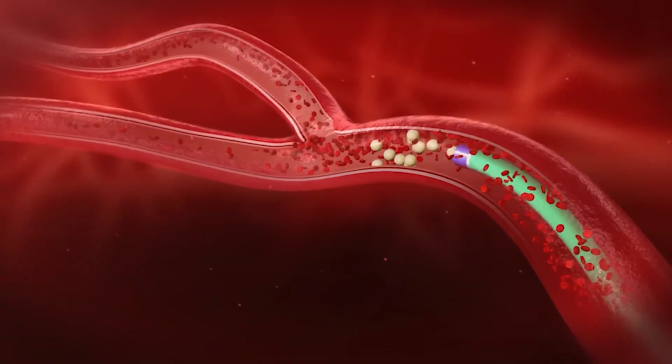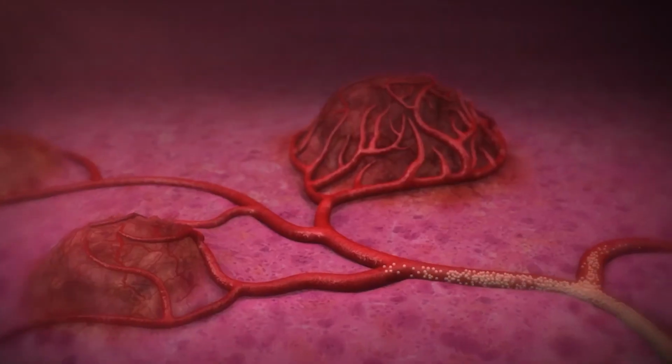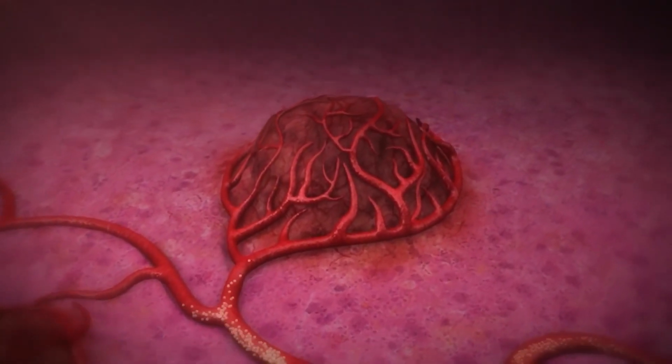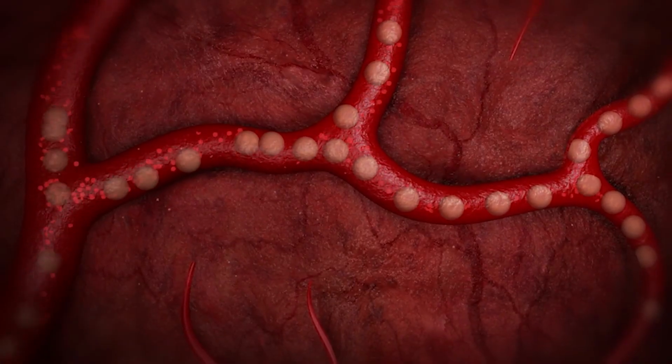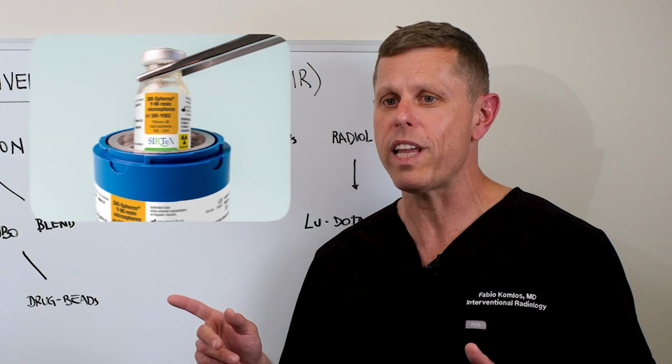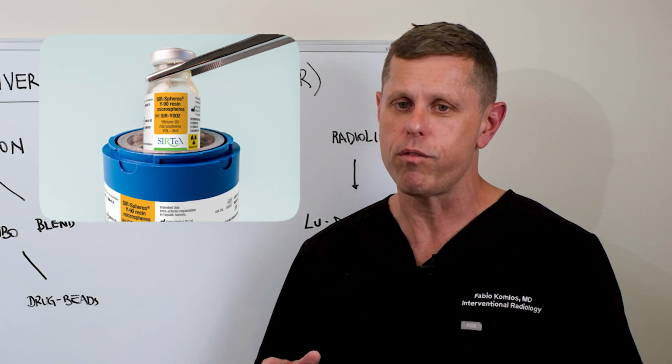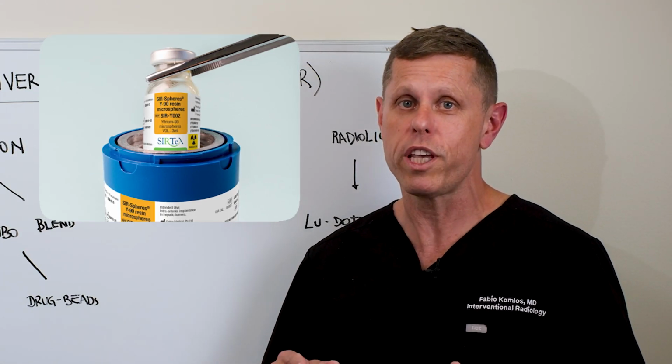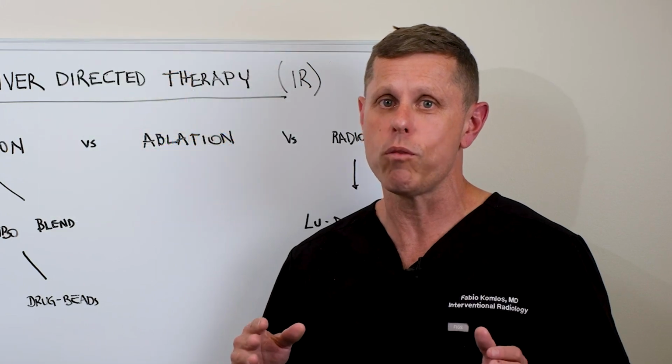In the case of the Y90, what we're injecting to treat the tumor are these little grains of sand that contain radioactive material called yttrium-90. Yttrium-90 emits a very powerful radiation particle that will kill any tumor located within 1 to 2 millimeters from that particle.